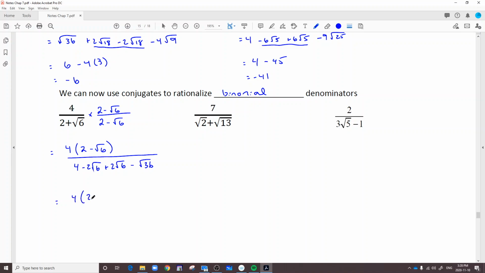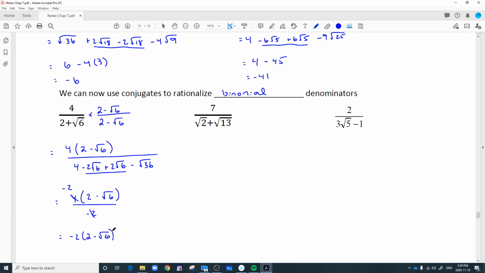So we've got 4 times 2 minus root 6 on the top, and on the bottom, the outers and inners are going to cancel each other out, and I'll be left with 4 minus 6, which is negative 2. Now, because I left this in factored form, I can simplify the 4 factor, so 4 divided by negative 2 is negative 2, and I'm left with negative 2 times 2 minus root 6.